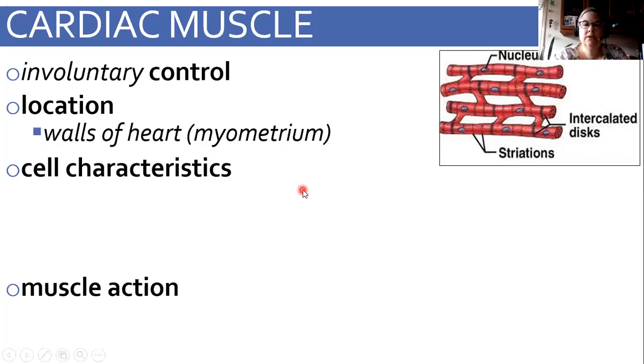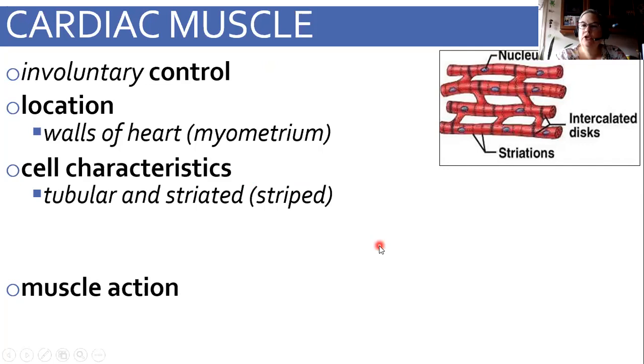Where are they located? So these are in the walls of the heart, particularly in the muscle, which is the myometrium. The characteristics: tubular, kind of like columns, and they're striated, so they have stripes. Striations means striped. Only one nucleus, but the cells are connected by these discs. So when we look at it, it kind of looks like an entire big cell, but all these dark lines are the discs that are connecting the different cells together.